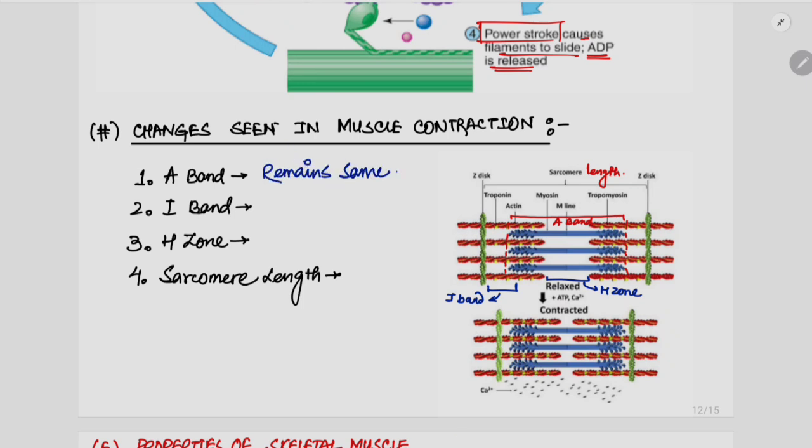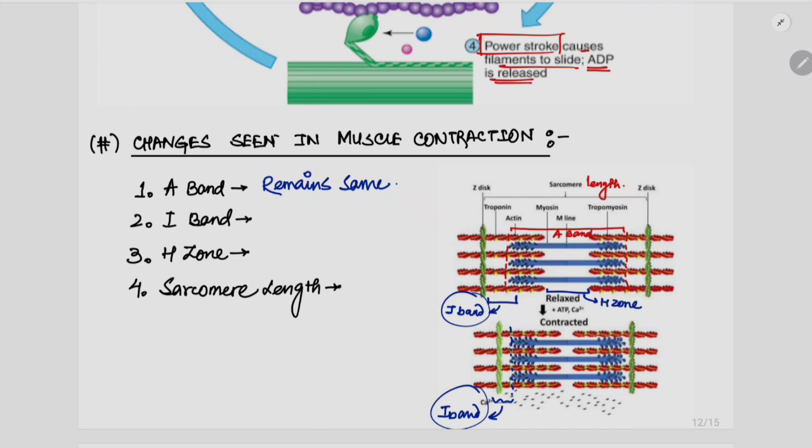I band is the distance from the end of the myosin filament to the Z line or Z disc. So after muscle contraction, we will see that this is the I band, and the I band length is decreasing, and this is the I band after muscle contraction. So the I band shortens and tends to disappear.